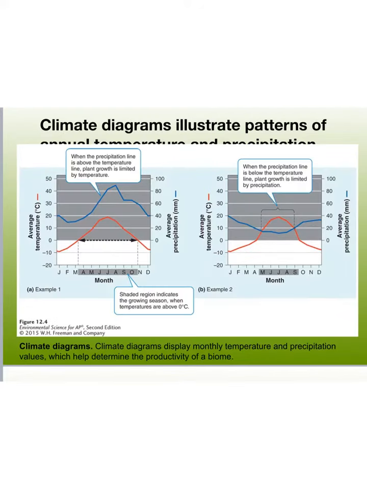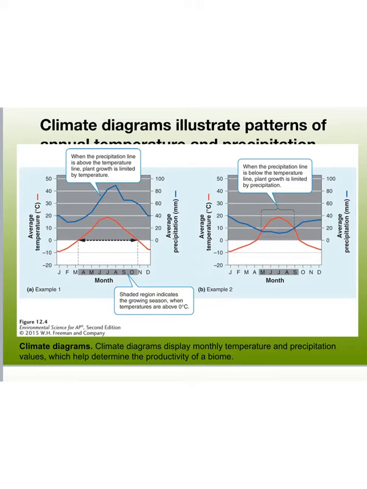Climate diagrams will illustrate the patterns of annual temperature and precipitation. These are just helpful ways to visualize a general region's patterns of temperatures by graphing the average monthly temperature and precipitation. So these diagrams illustrate how the conditions in a biome vary depending upon a typical year. They also indicate when the temperature is warm enough for plants to grow. They're basically their growing season. In the two examples here, we can see that their growing season is very different.